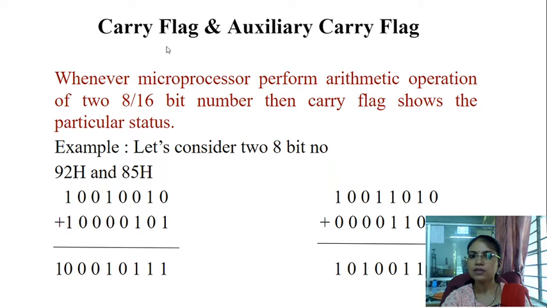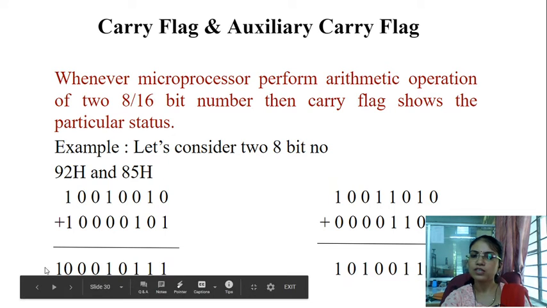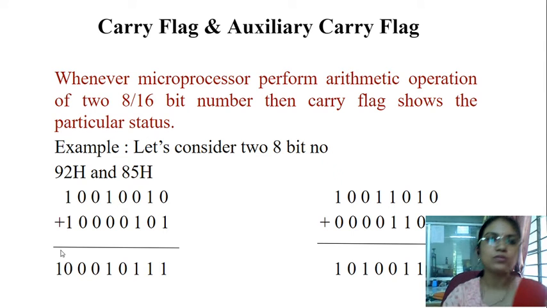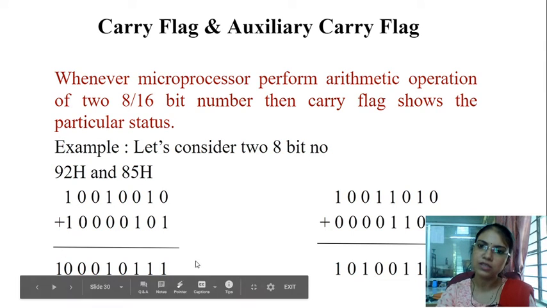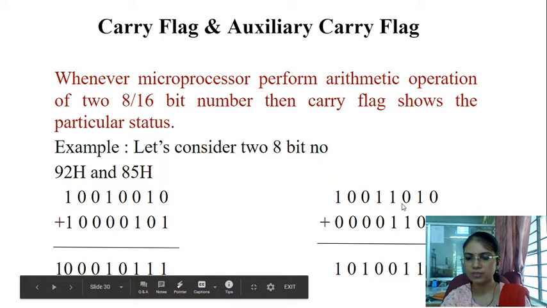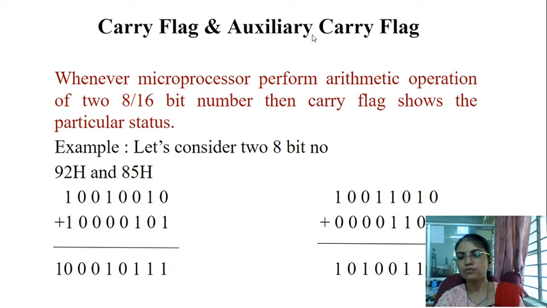In the simple carry flag, after the 8-bit addition is done, whatever carry or borrow is generated is copied into the carry flag. While in the auxiliary carry flag, after addition of 4 LSBs or after subtraction of 4 LSBs, if the borrow is generated or if carry is generated, that is copied into the auxiliary carry flag. So these two different flags are there, and these two different flags will show their own status.